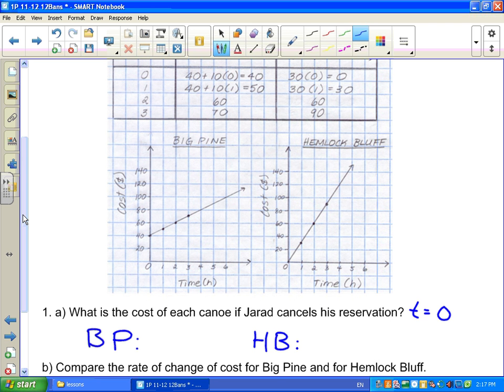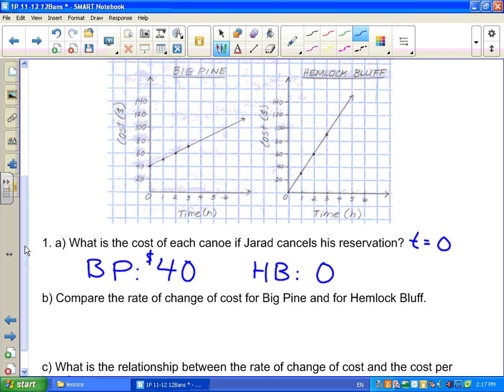Not quite. Take a look at that table there. Yeah, it's $40. He's still got to pay that $40 reservation fee that Big Pine charges, or that base fee. What about for Hemlock Bluff? 0 hours corresponds to how many dollars here, Riley? 0. Okay.